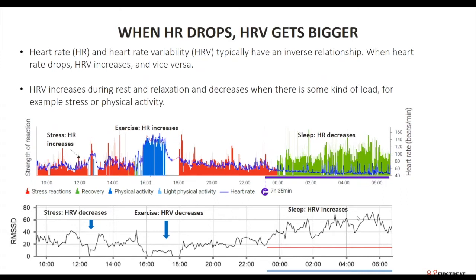This is normally what we see happening. It's not always the case, and I'll show a few examples when this is not happening, but this is the basis of the analysis we use in determining these different states.